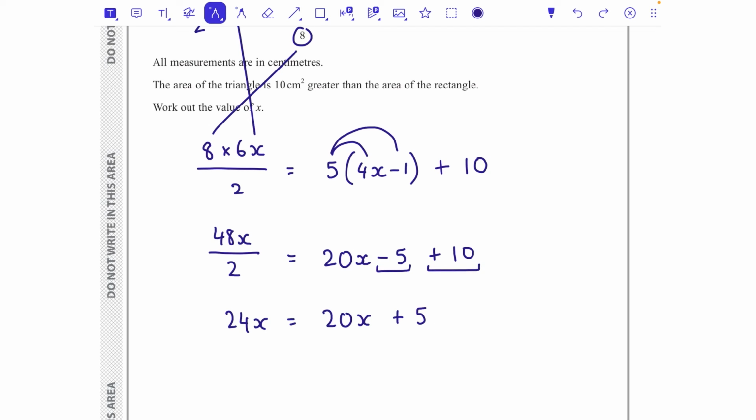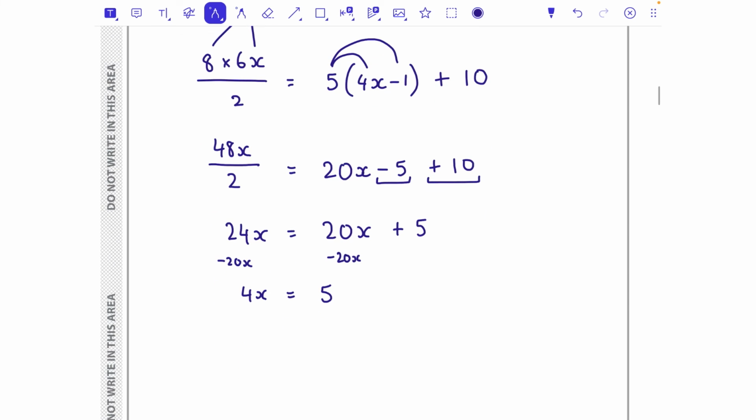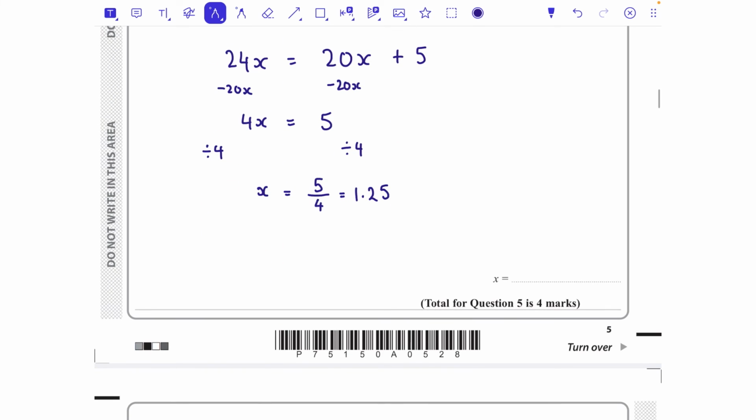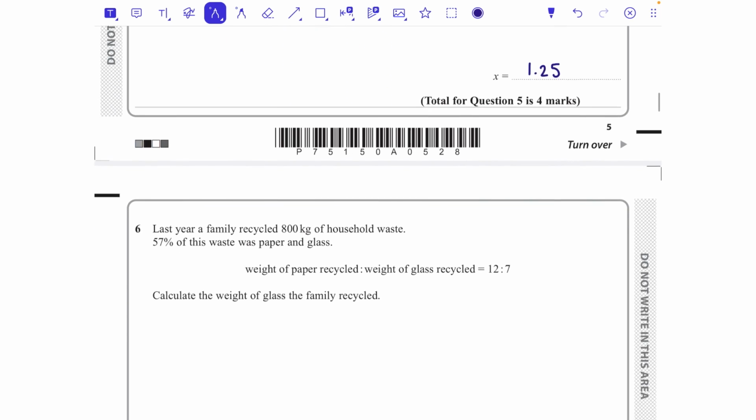What am I now going to do to both sides? Well, let's take 20x away from both sides. So 4x equals 5, and then we can divide by 4. So dividing this side by 4 and dividing this side by 4, x is 5 over 4, but remember again we've got that calculator, so x is 1.25 for that one. That's all we had to do. We've worked out the value of x, and that's it for 4 marks. So 1.25 is your answer for that one.